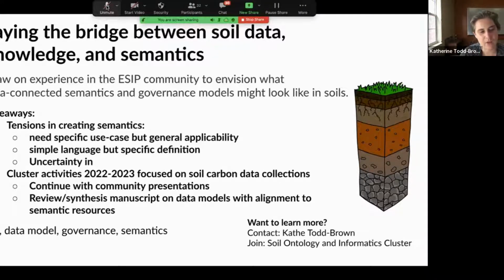One of the two main outcomes from this is that we're going to continue community-focused presentations in the upcoming year, focusing on data collections instead of semantics. And then I think we're also ready for a review and synthesis manuscript, aligning the different data models with semantic resources that have been used in the community for research data collections.